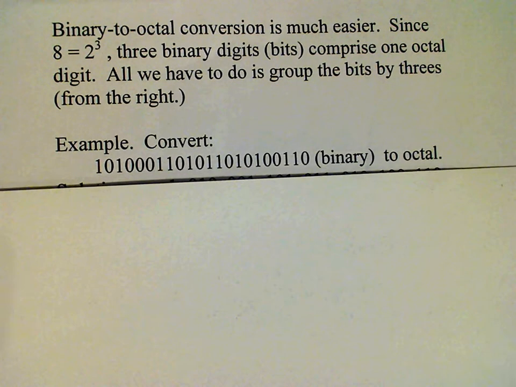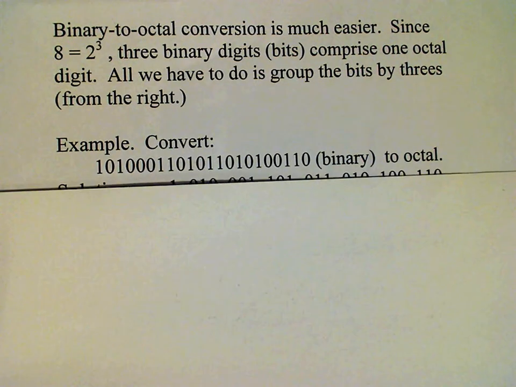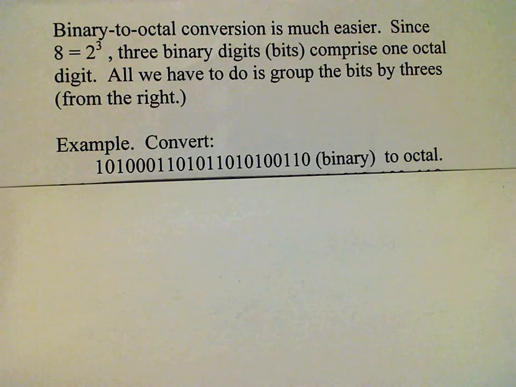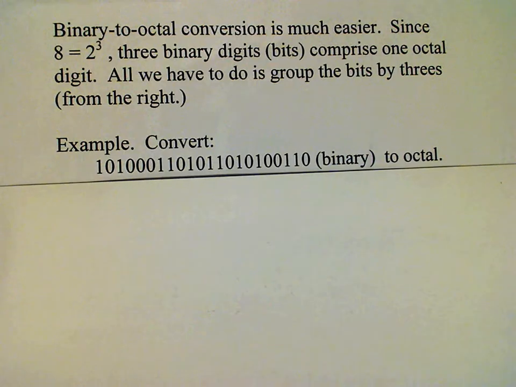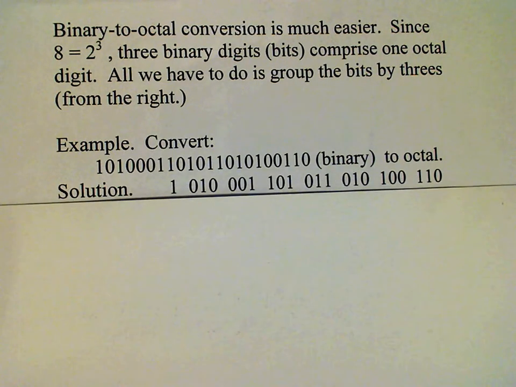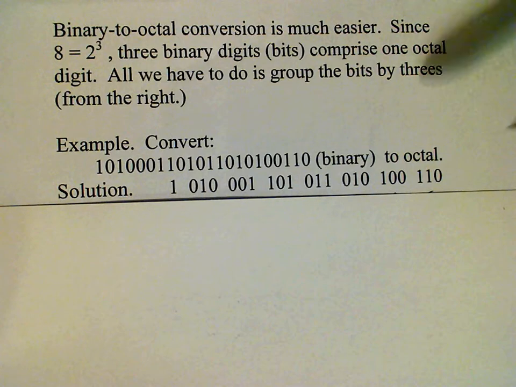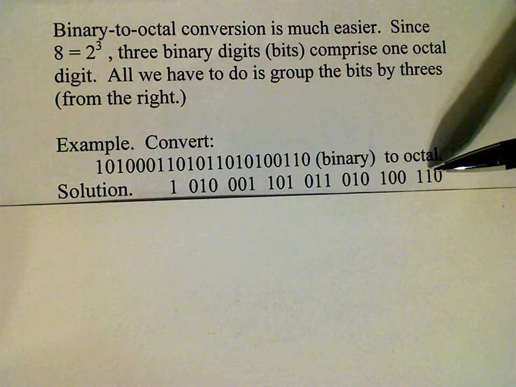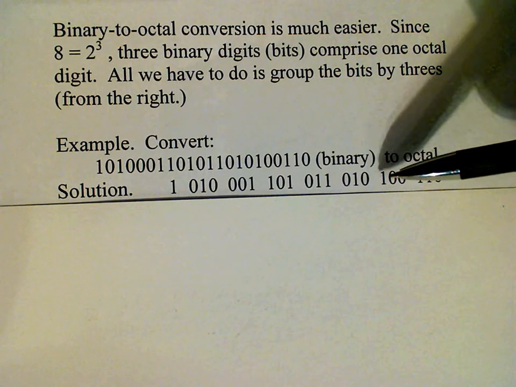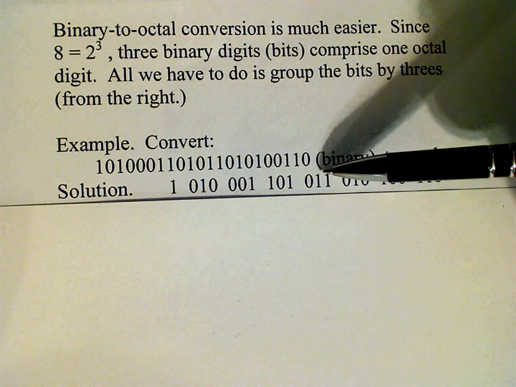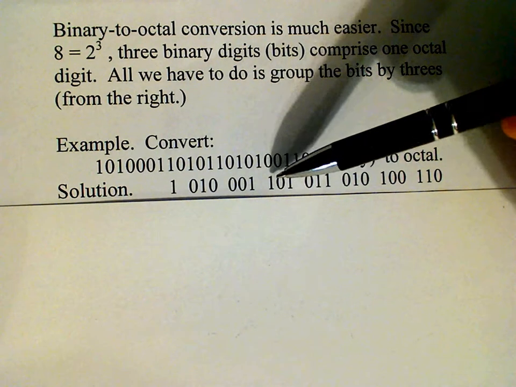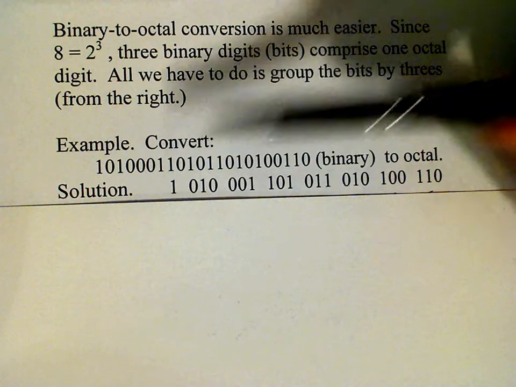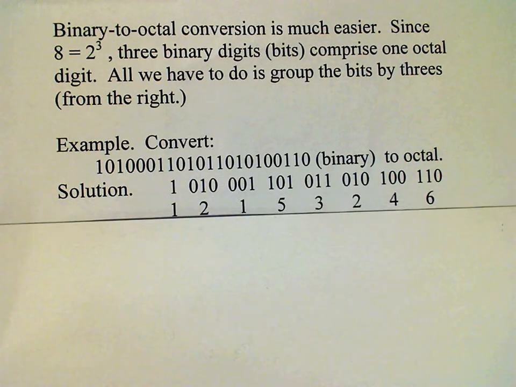Okay, so for example, we need to convert this long string of ones and zeros to octal. Okay, so we start by grouping the bits from the right in groups of 3, and then we simply write down what each group is. So here we have a 2 and a 4, that's 6. There's a 4, 2, there's a 3, there's a 5, 1, 2, and a 1. So that's all there is to it.